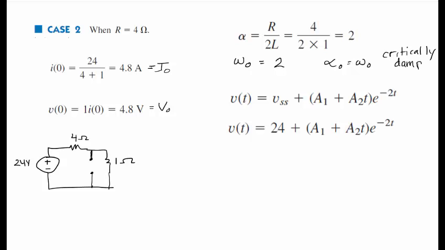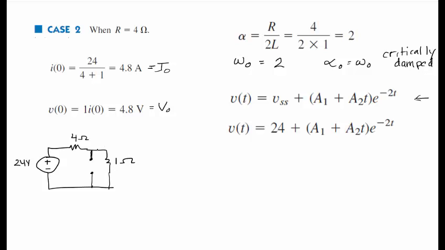So if you have the critically damped situation, we know the solution to the second order differential equation is going to have this form right here, and that s1 will equal s2 by virtue of these two values being the same. We still have to find the steady state conditions of the circuit. The steady state conditions are the same as before.